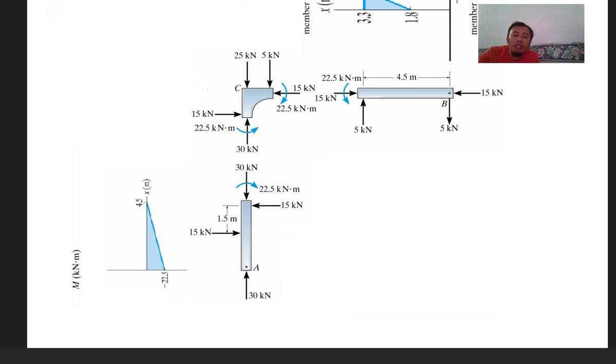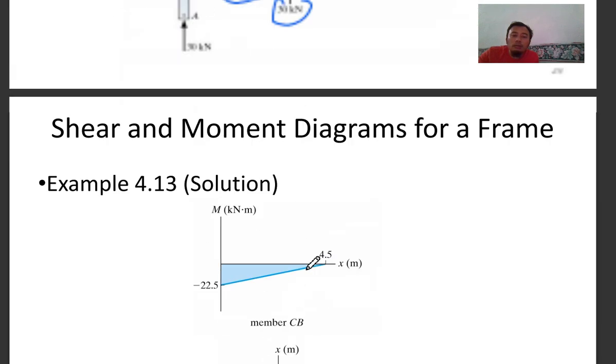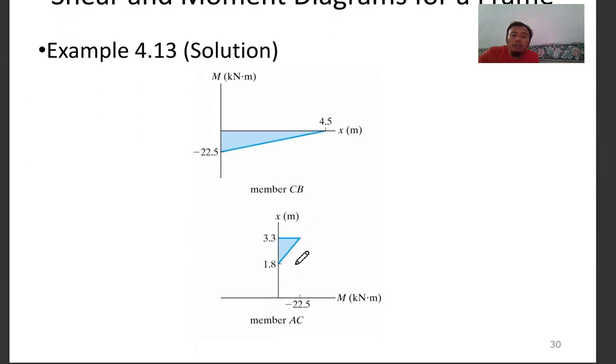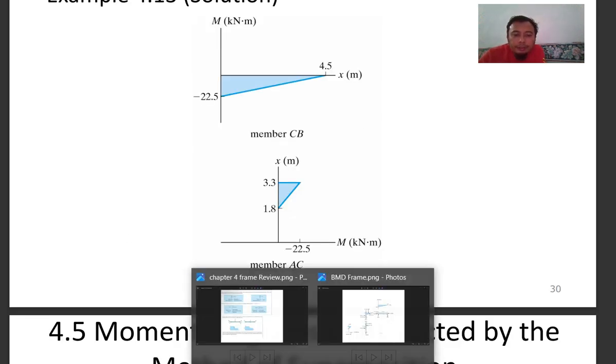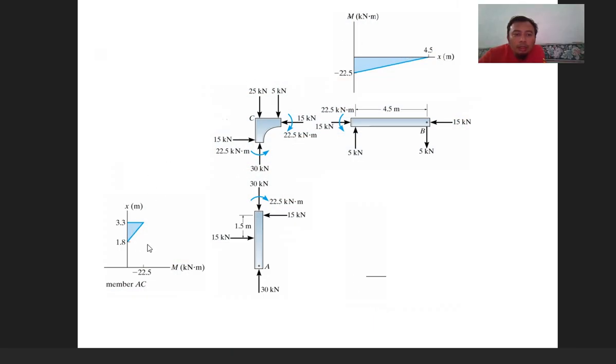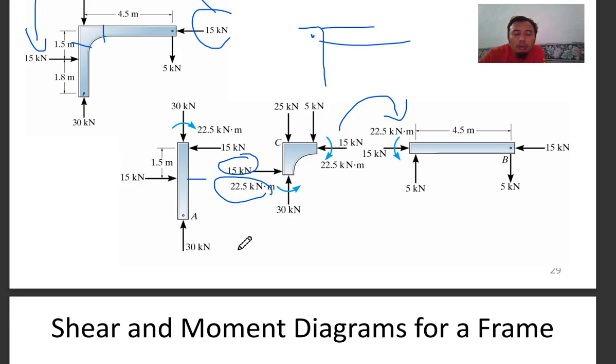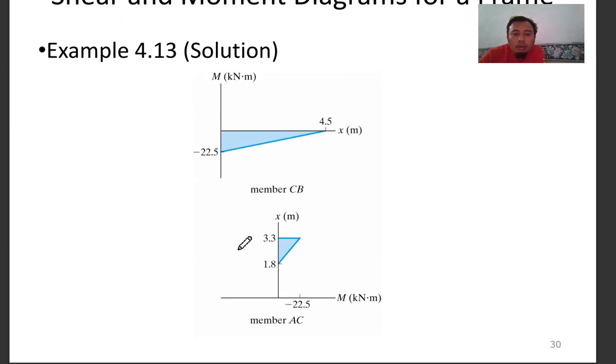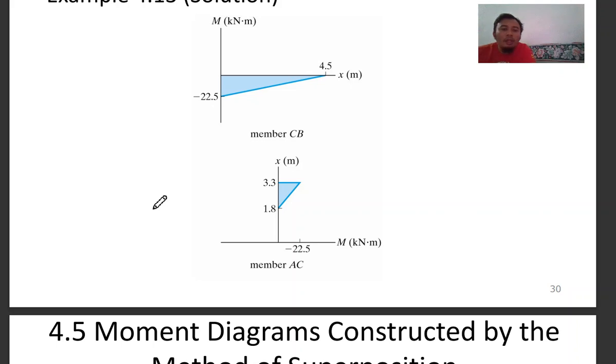So for member AC here, as you can see, because of this 1.5 kilonewton load, you get your triangle load, and from the triangle load you get your triangular bending moment.